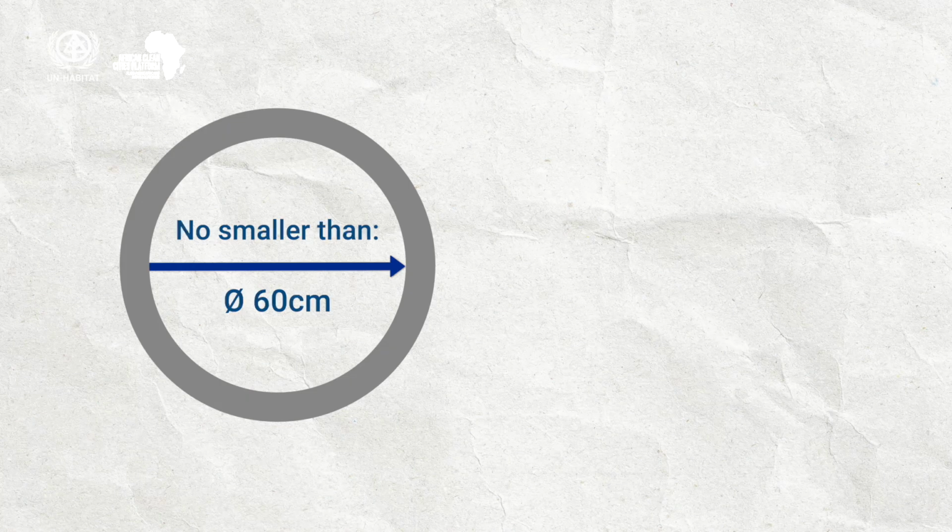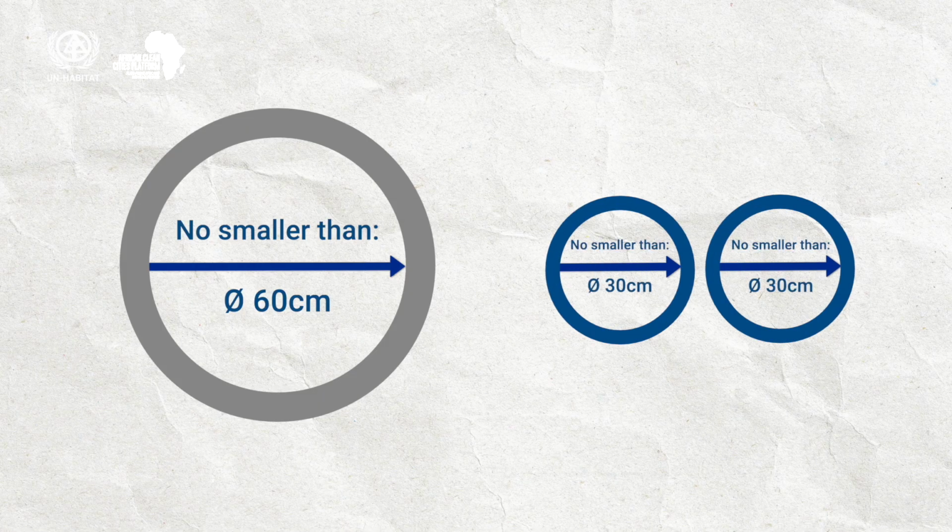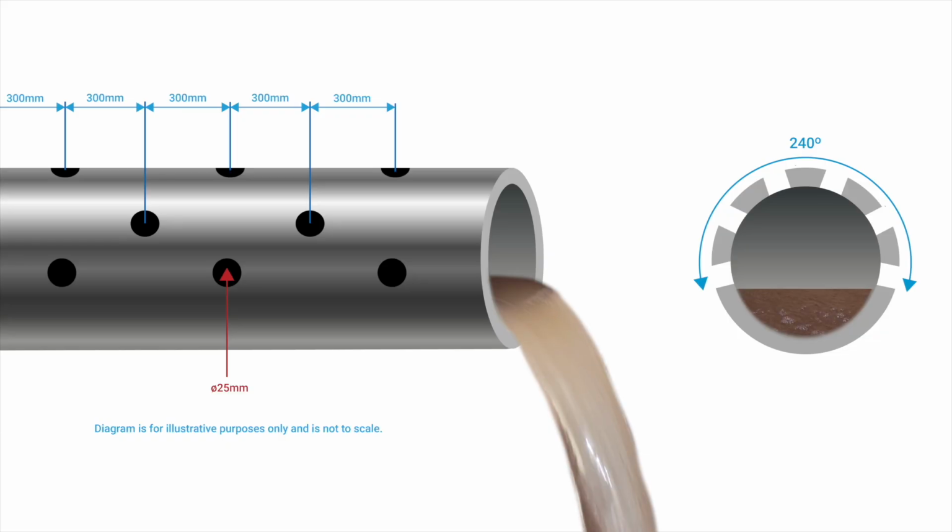But where local concrete isn't so strong, 2 pipes running side by side, each of no less than 30 centimeters will suffice. Perforation holes should be around 25 millimeters in diameter and appear only on the top 2/3 of the pipe and positioned as shown in this diagram.